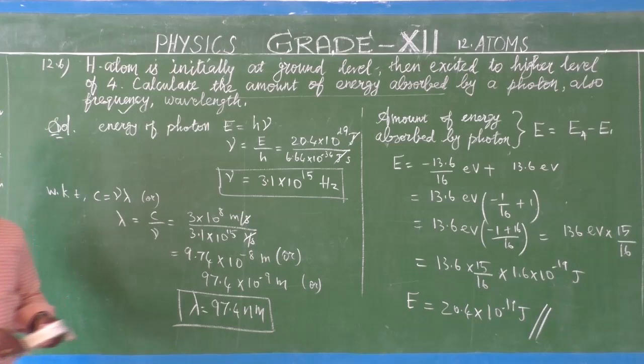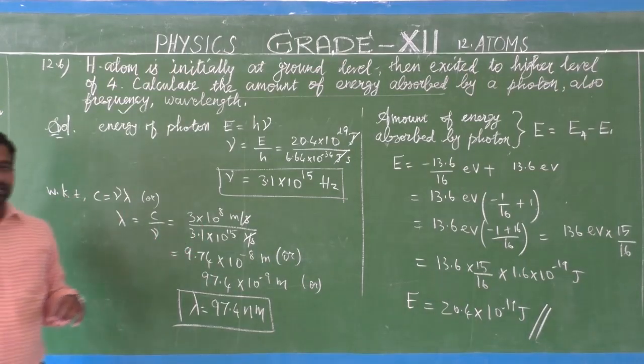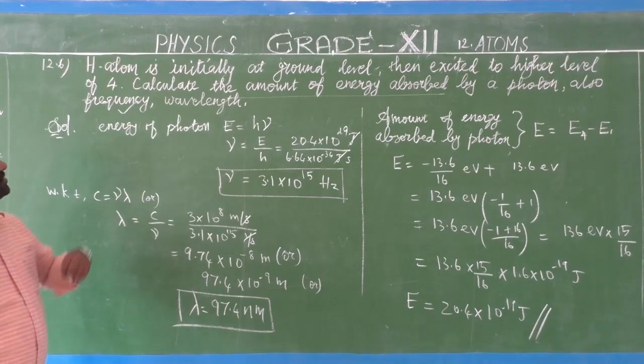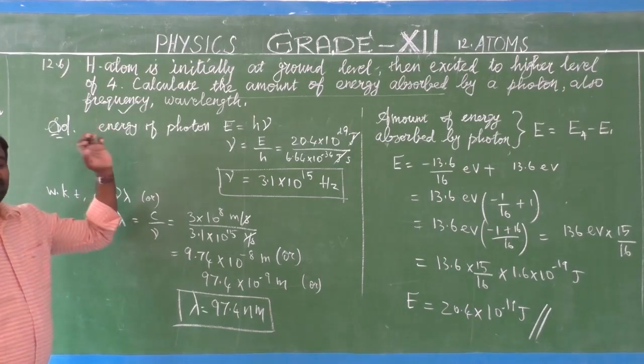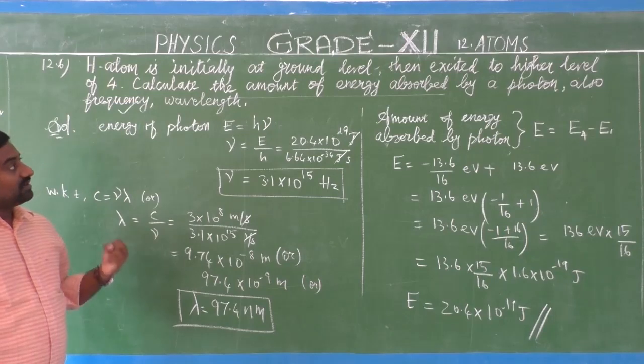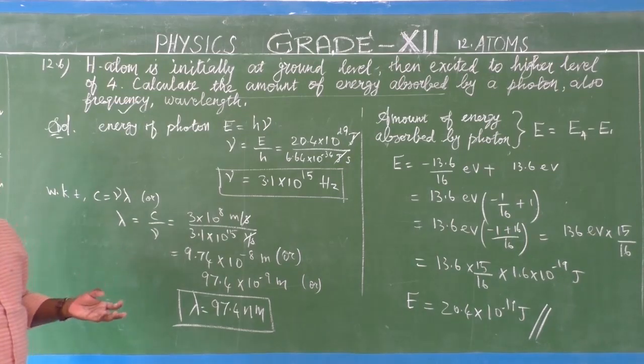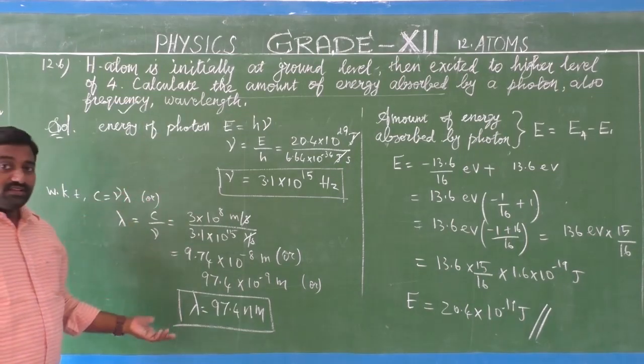So I repeat the question once again. Initially the hydrogen atom is in the ground level. Then it is excited to the higher level of 4. In this case, calculate the amount of energy absorbed by the photon, and also find the frequency and the wavelength.